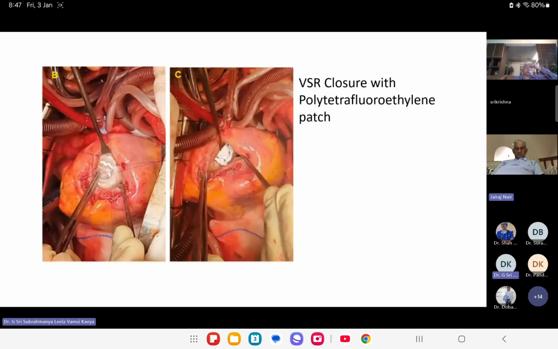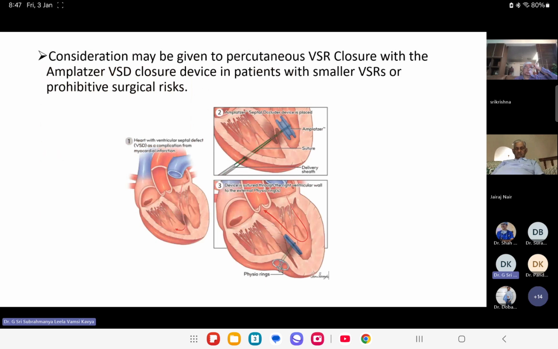This is a VSR closure with the polytetrafluoroethylene patch. Consideration may be given to percutaneous VSR closure with the Amplatzer VSD closure device in patients with smaller VSRs or prohibitive surgical risks.